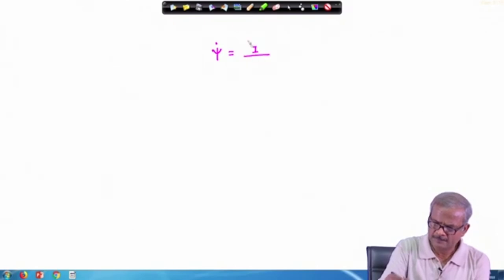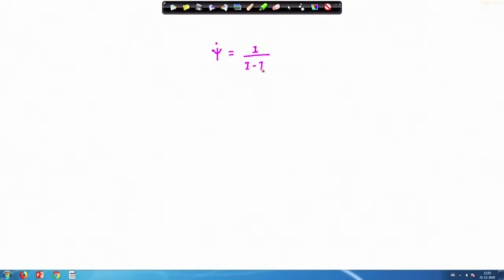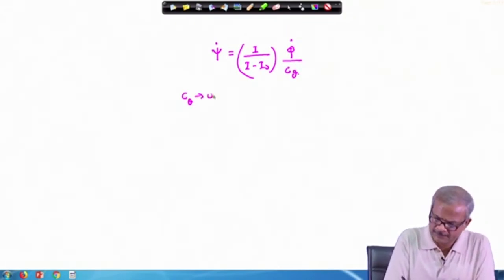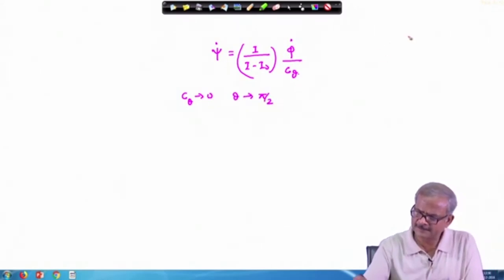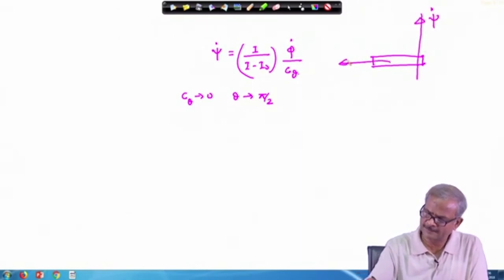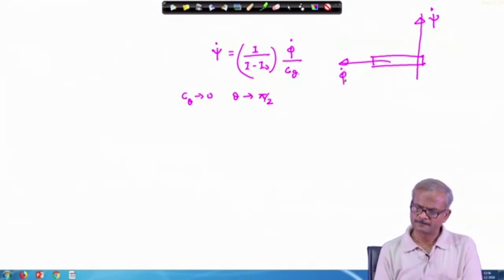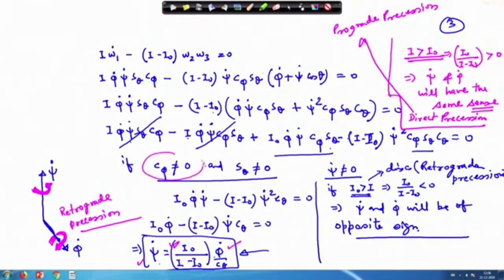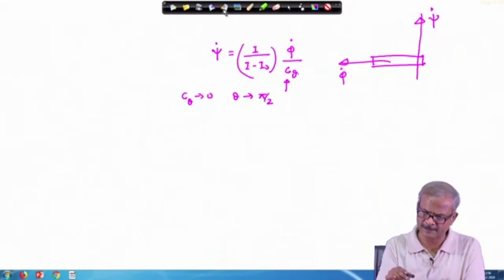This is psi dot equal to I 0 divided by I minus I 0, and phi dot divided by cos theta. So, what you can observe is that if cos theta tends to 0, meaning theta tends to pi by 2, this is the case where your cylinder or the disc has become something like this. This is your psi dot direction, while the spin is along this direction. Okay. So, it is approaching pi by 2. So, in that case this blows up. Okay. Remember the case once we derived, we wrote that this should not be 0. So, we are not taking the case to be 0, but it is approaching that value, a limiting case, as we do in calculus. So, if we consider that case, here this blows up.